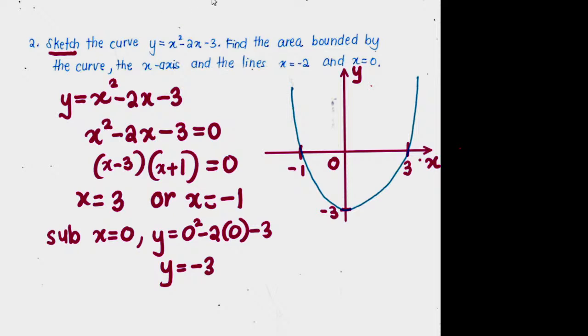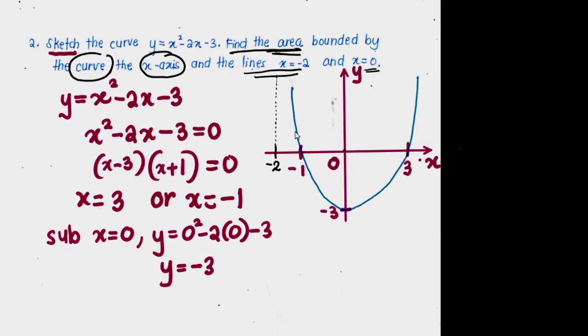The second part, find the area. Find the area bounded by the curve, the x-axis, and the lines -2 and 0. So what you do, you identify where is -2 first. So we draw here -2, and then this is 0. You must have area which is bounded by the curve. First of all, if you look here -2, you draw a dotted line first.